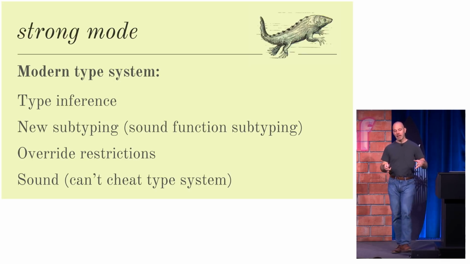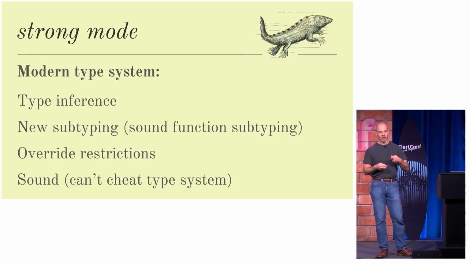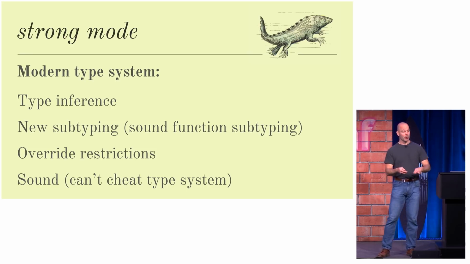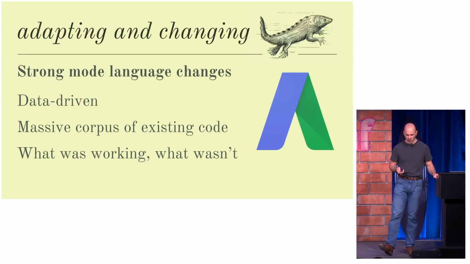So we went off and we said, what do we need to build a modern type system that will support this? There wasn't all that much we had to add. So we built in some type inference. We changed the subtyping rules a little bit, changed the override restrictions, basically did the things that we needed to do to make sure that you couldn't cheat the type system anymore, just enough.